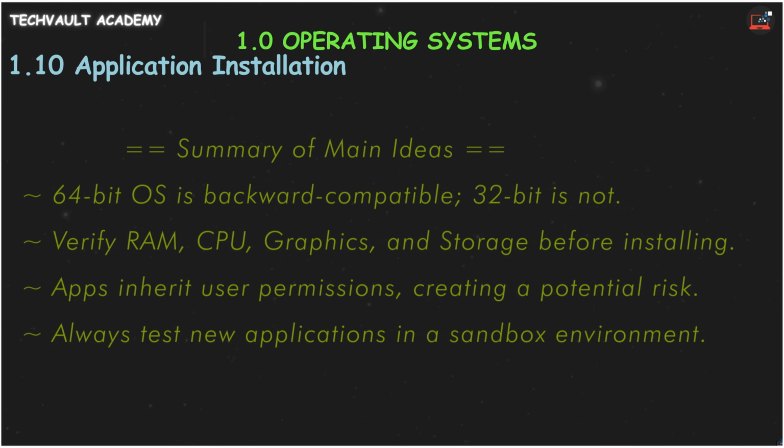To recap, a 64-bit OS can run 32-bit apps, but not the other way around. 32-bit apps are limited to about 4 gigabytes of RAM. Demanding apps need a dedicated graphics card, more RAM, and a faster CPU. Some niche software requires a physical hardware token for licensing. Distribution can be a download, a physical USB drive, a mountable ISO file, or a full system image deployment. Critically, an application inherits all the user's permissions, and new software must be tested in a sandbox environment to avoid disrupting business operations.